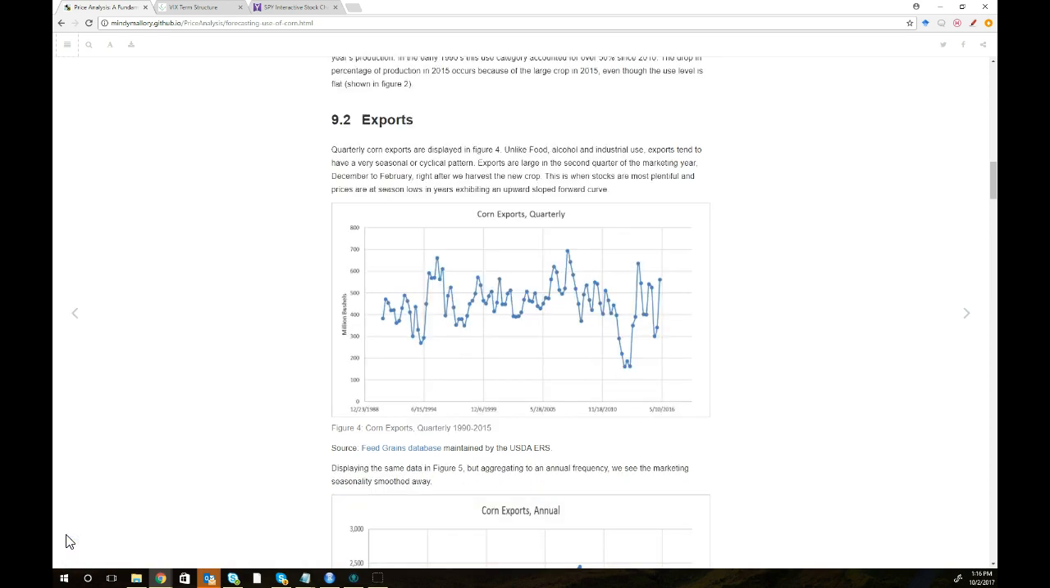Next, let's take a look at the recent trend in the exports category. You can see that this trend line appears to be fairly flat in levels, and there appears to be a pretty strong seasonal pattern. If you line these things up by quarter, you'll see that exports are largest in the second quarter of the marketing year, which is December through February. And that makes sense because it's right after we harvest a new crop, and typically we will put in seasonally low prices right after the harvest.